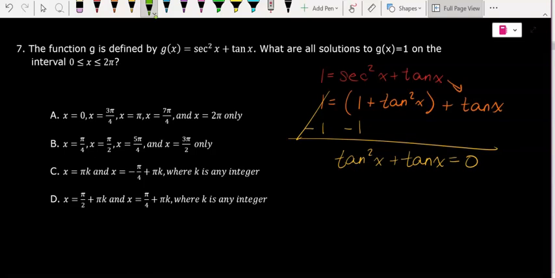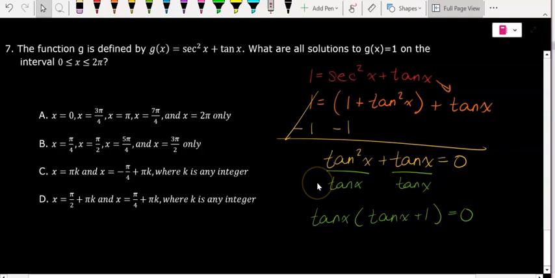By that, I mean right here, I have a GCF, okay? They both have tangent here. So if I bring out a tangent x as a GCF, I'm going to have a tangent x on the outside, and on the inside, I'm going to be left with a tangent x plus 1 is equal to 0, okay? Now you see how that's different.